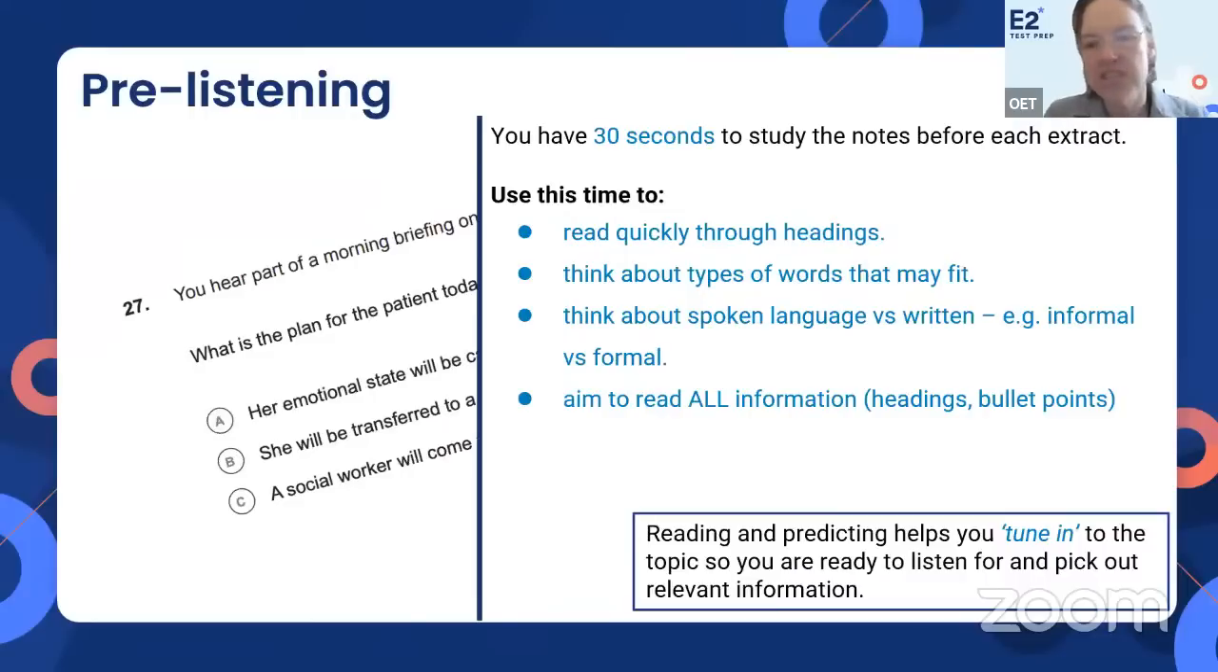You also want to try to read all the information. And you can start with the headings and the bullet points, but you do want to try to get a good overview of what is coming and to anticipate what types of words are going to fit into those answer gaps. Now, when you read and predict or anticipate, it helps you tune in to the topic, so you're ready to listen for and pick out the relevant information.